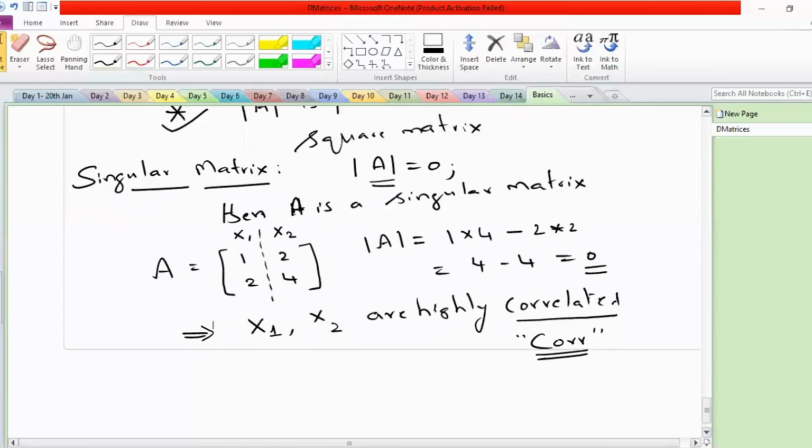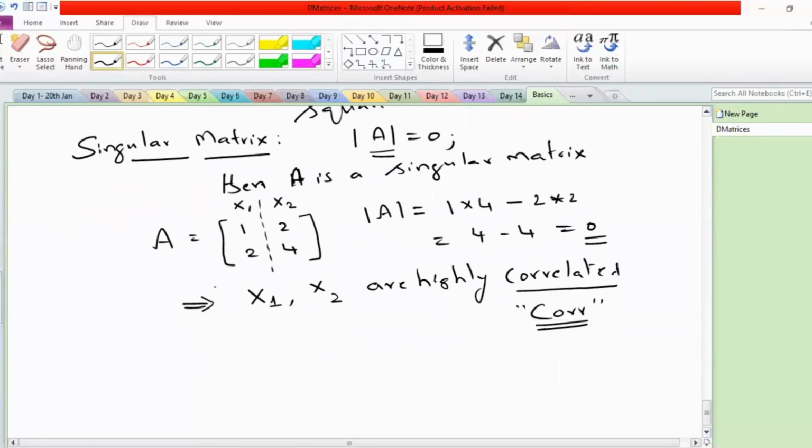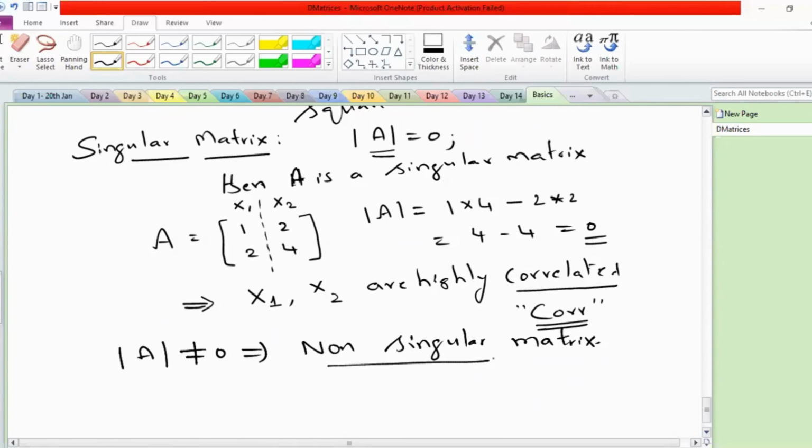So when determinant of A is not equal to 0, then you call it a non-singular matrix. It's that simple.